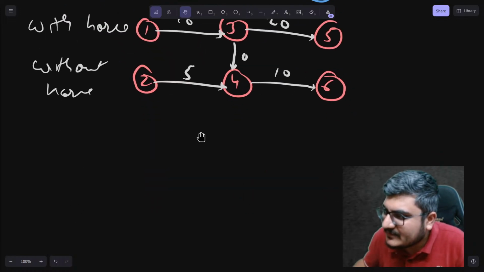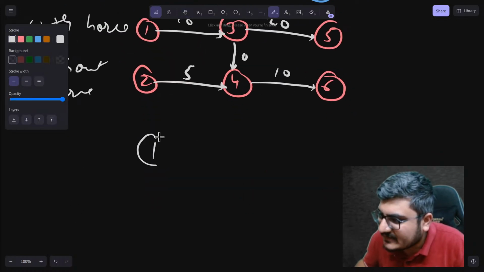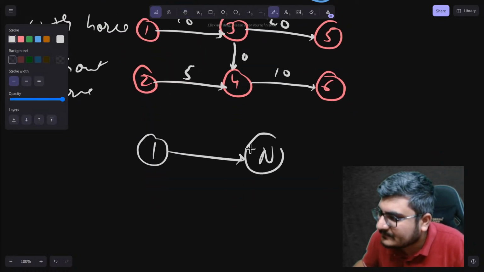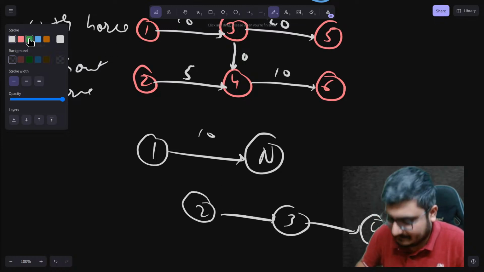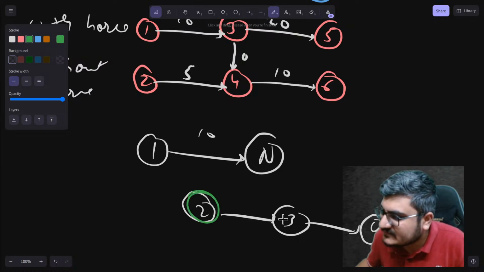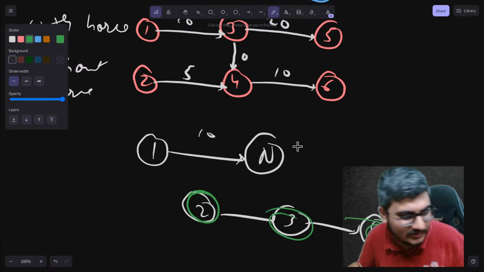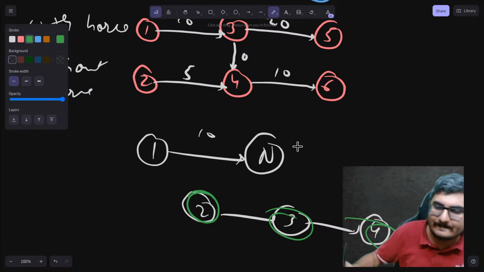The reason why we need without a horse is, let's say a graph is like this: 1 to n, only 2, 3, 4, and only these vertices have a horse. Then you will reach from 1 to n without a horse. So that's the reason why.